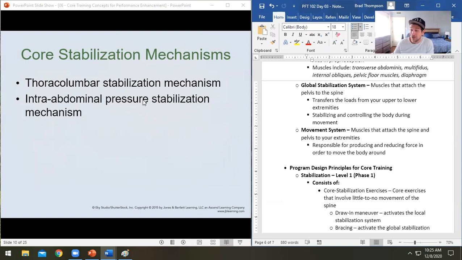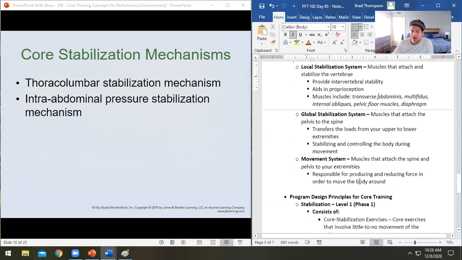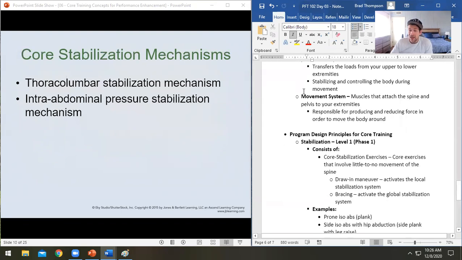It's like you got really good tools to move around, but you didn't get the good tools to stabilize everything. So we really want to focus on this local and global stabilization system. We like a lot of core work in particular when it comes to stabilizing and holding our spine in place. Then we can focus on moving at maximum velocities. So what are our core stabilization mechanisms?